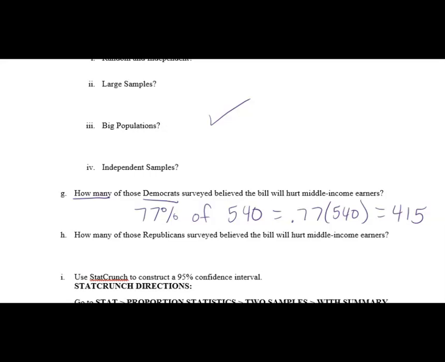And then Republicans, how many? It's 52% of the 537. So that would be 0.52 times 537. Again, I have to put these numbers into StatCrunch, so that's why it's important for us to remember to do this calculation. That's giving me a decimal again. I'm going to round it to 279.